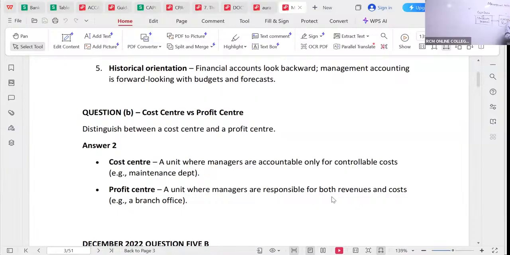So a cost center, we are reading there, is a unit where managers are accountable for controllable costs. Even if you forget the word controllable, you say that we will only be accountable for costs, because we don't have access to external customers. The only thing we know are costs. And then we have profit center, a unit where managers are responsible for both revenues and costs. And good students of management accounting shall be able to know how to give those answers in their own way. Don't start cramming. My students shall never cram anything.